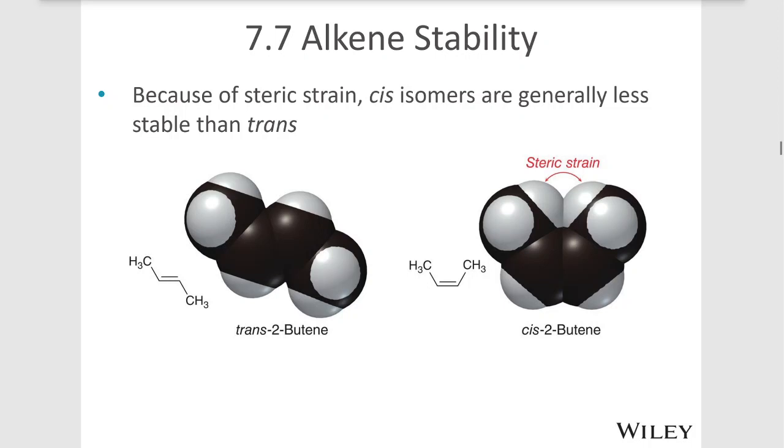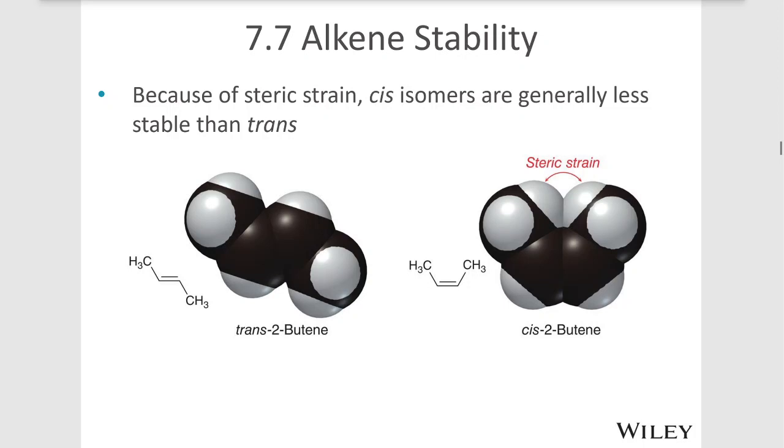In this video, we'll be discussing alkene stability. This is important because we're going to be forming alkenes as we discuss the E2 reaction and even the E1 reaction more. And we're going to see that one alkene, one stereoisomer, will form preferentially over the other.